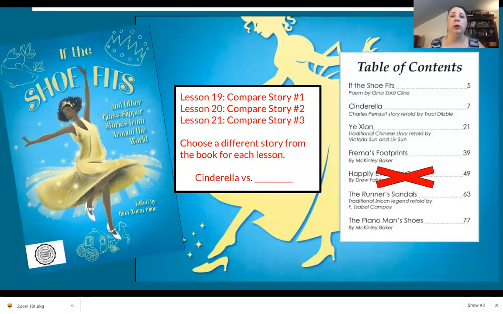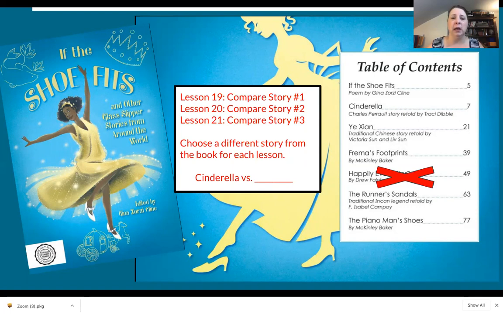And on Friday, what you did is you took the classic Cinderella story, which is found on page 7, and you compared it to a new version. Some of you picked the Chinese version, Yi Xian. Some of you picked the African version, Frima's Footprints, the Runner's Sandals, which is about an Inca Indian, and the Piano Man's Shoes, which happened in Harlem about 50 years ago. So what happened is you're going to be doing another version today, and you're also going to be doing another version later on this week.